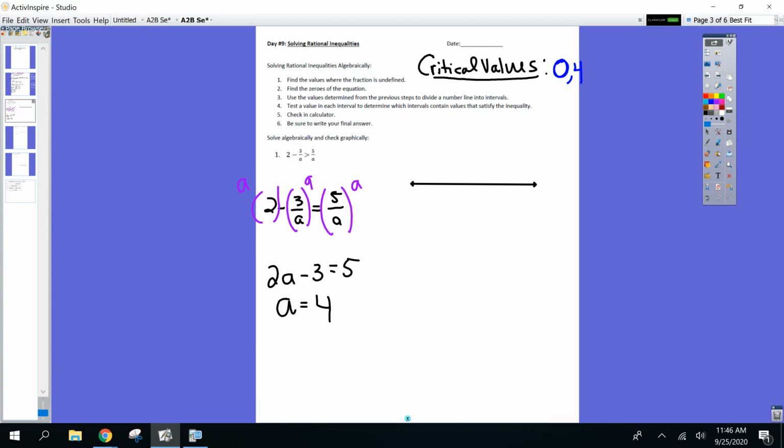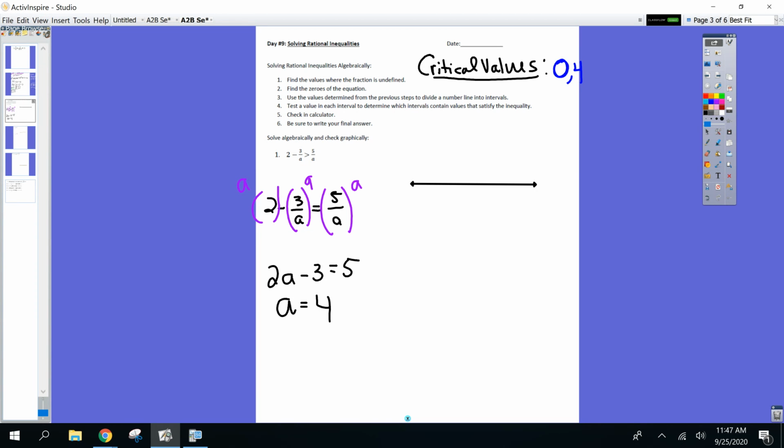Okay, I appreciate that. Where did I get the 0 from? You got it from the undefined. And where did I get the 4 from? The A value. That's the solution. So everyone see where I get critical values from. Undefined and the solution.